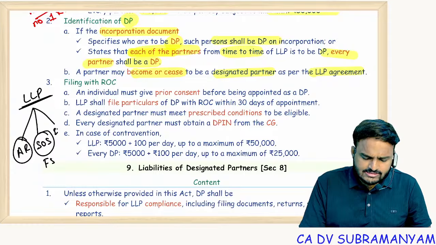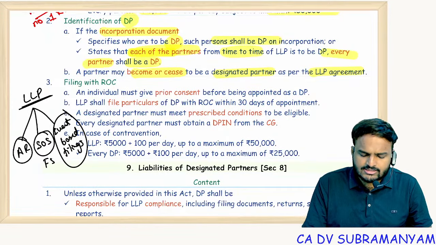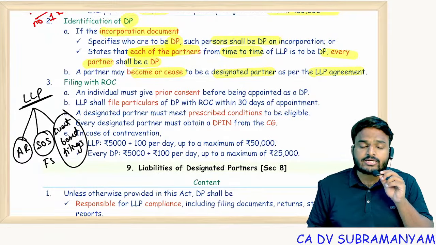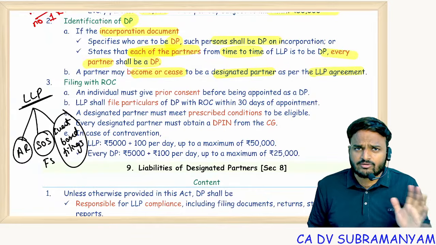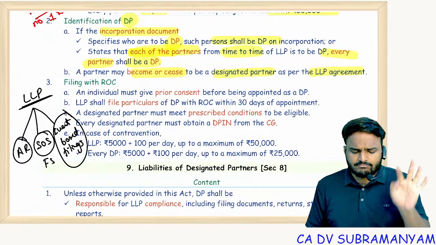And the third one is event based filings. For example, changes in the details of the partner, changes in the designated partner, changes in the partners, changes in the registered office, changes in the agreement of LLP. So all these event based filings, these three filings are compulsory.